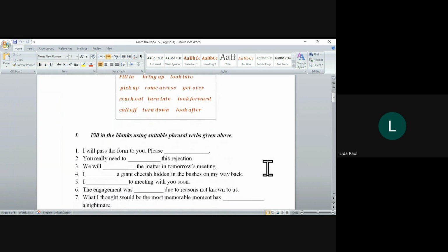Please, what will you choose from among the phrasal verbs you have here? Please, I will pass the form to you. Okay, somebody says fill in, someone says look forward.